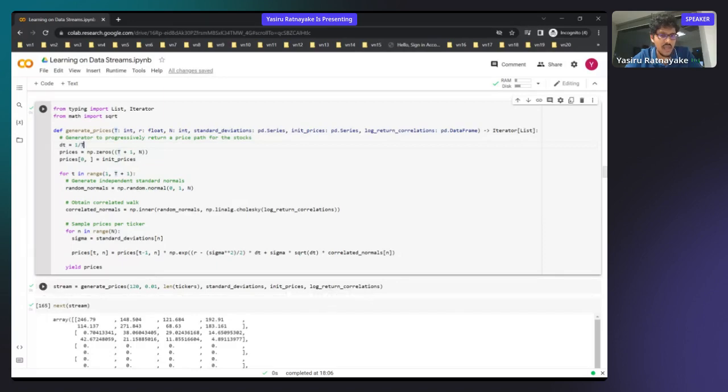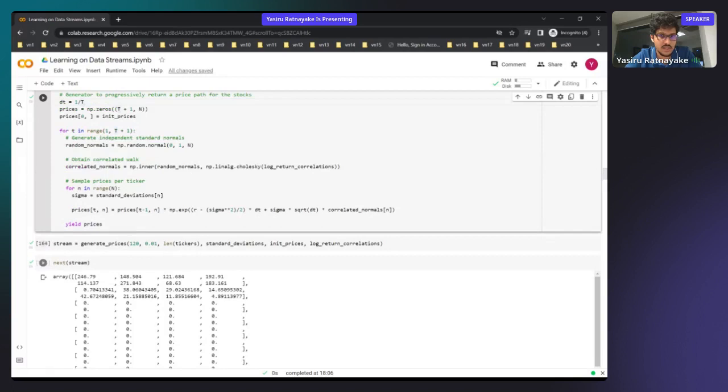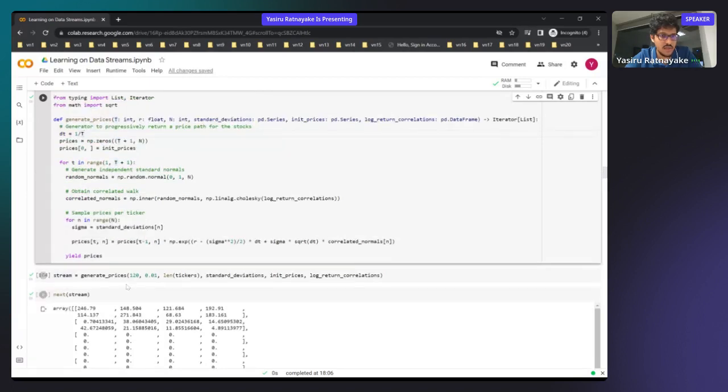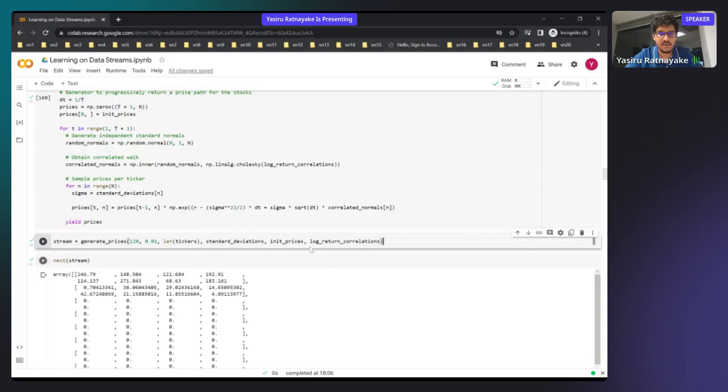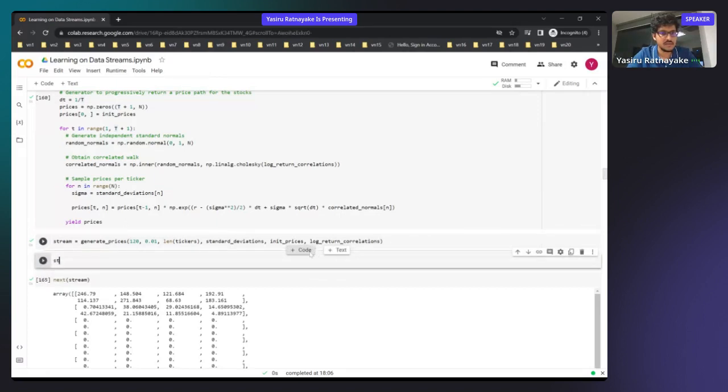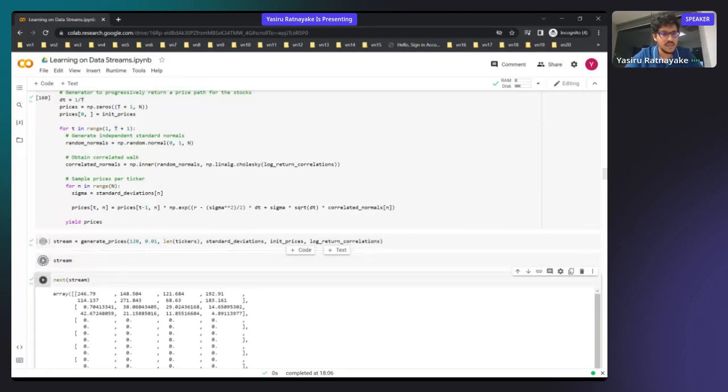And the way you would define a generator, one of the methods at least, is through this yield keyword instead of return. And the way this works, I'll just illustrate it for you, is I'm going to actually instantiate something called stream. And to generate prices, I say I want 120 steps ahead. I'm going to use a risk-free rate of 1%. I have this many stocks. I have these standard deviations, initial prices, and I have these correlations. And this stream, let me try to print that out here.